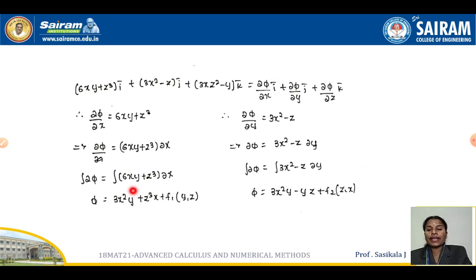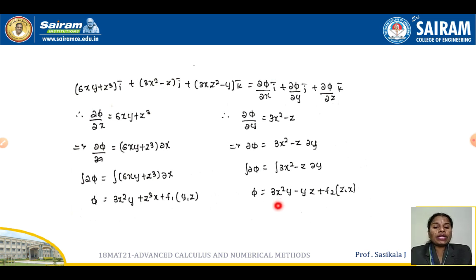Okay, with respect to x, 6xy will be, with the integration with respect to x, I'll get 6x squared by 2, it will become 3x squared y plus z cubed x plus the constant, which is a function of y comma z here. Because it's in terms of two constants, I'm taking it as f1, because again I'm going to integrate two more functions, so I'll get three constants. So I'm taking them as f1, f2, f3.